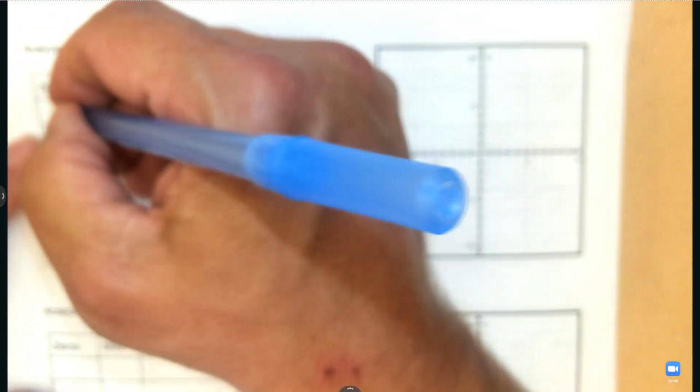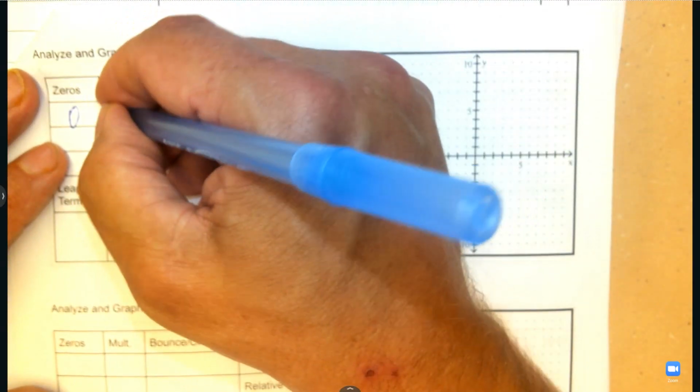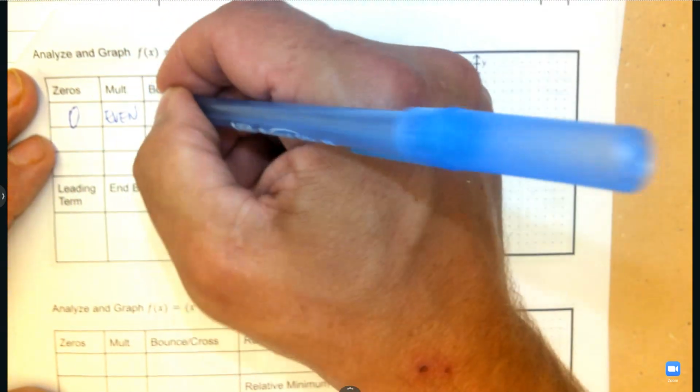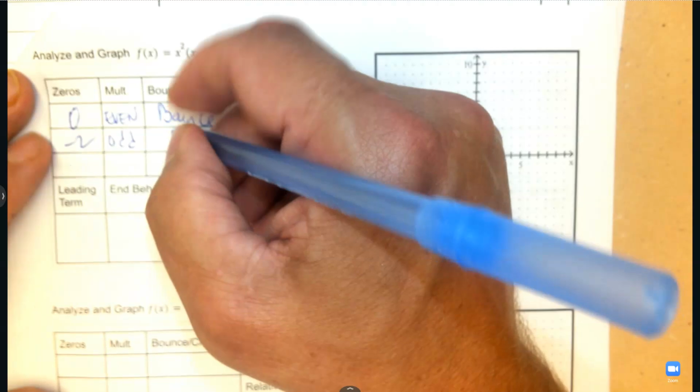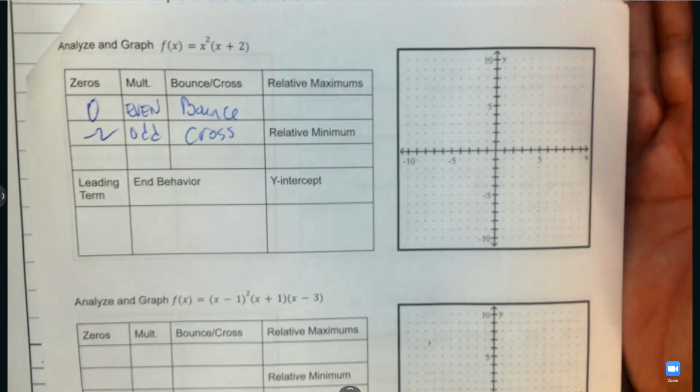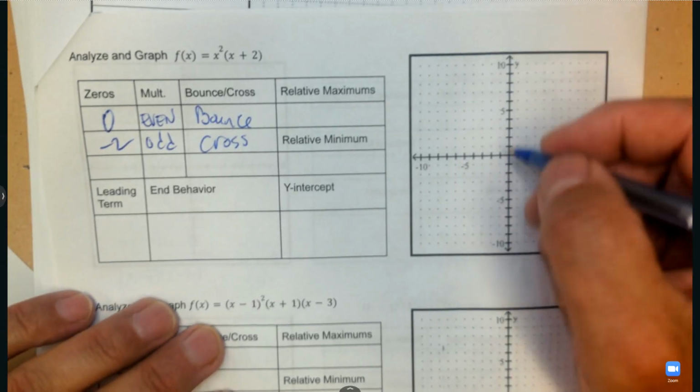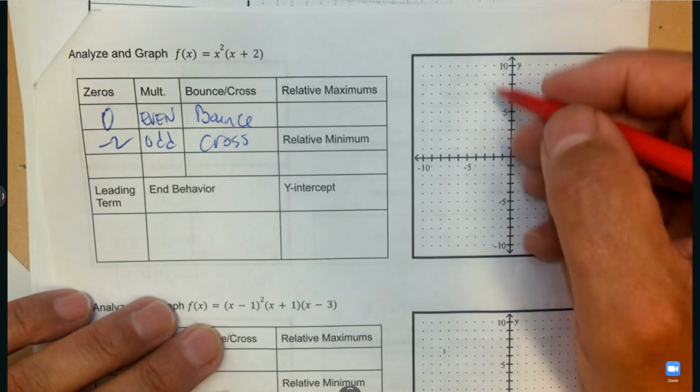So x squared, the 0 is 0. It has an even multiplicity, which means it's going to bounce. The next one's negative 2. It has an odd multiplicity. The exponent's odd, so it means it's going to cross. There we go. So I'll put those on the graph, 0 and negative 2.